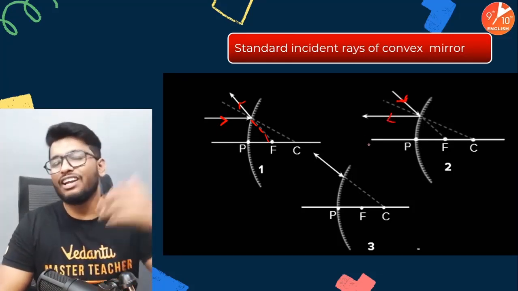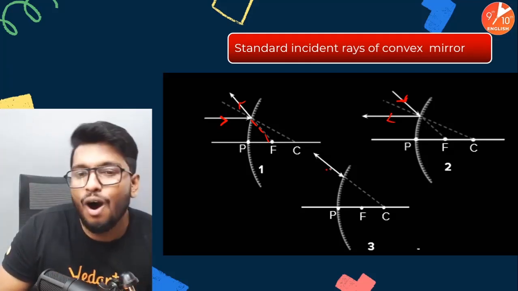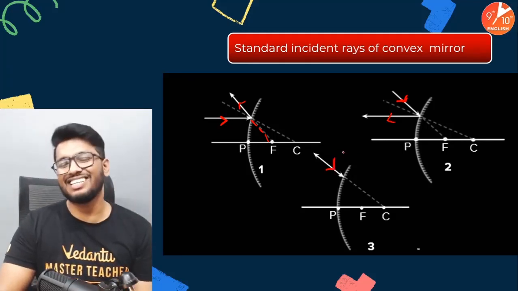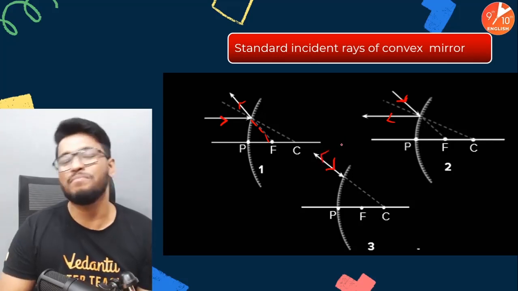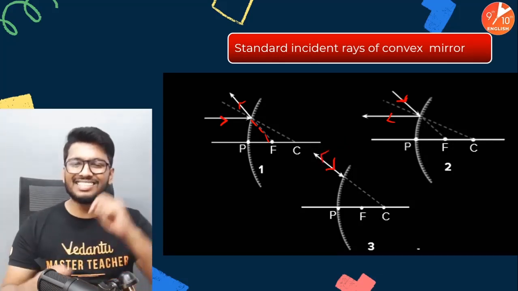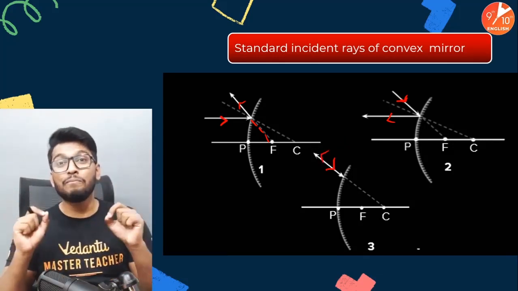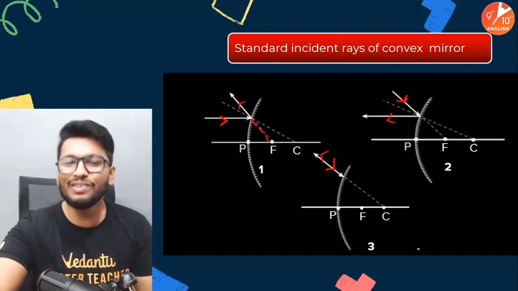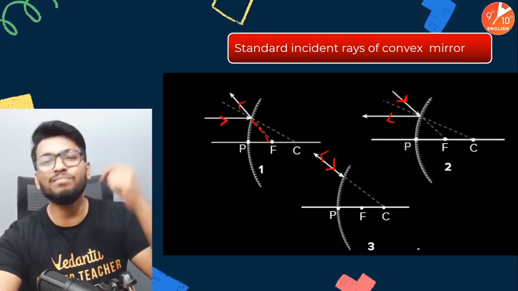And finally, a ray of light passing through the center of curvature or appearing to pass through the center of curvature here gets reflected back in the same path. So the only add-on is that here you have to use the words "appears to." It is not actually doing so. Because of that, you have to add in that extra term, "appears to."